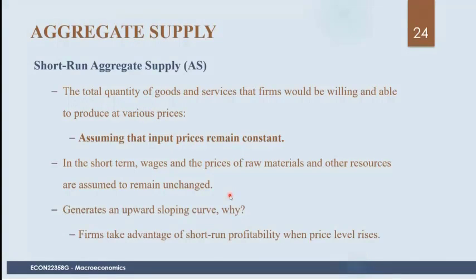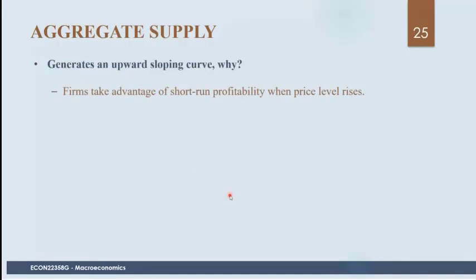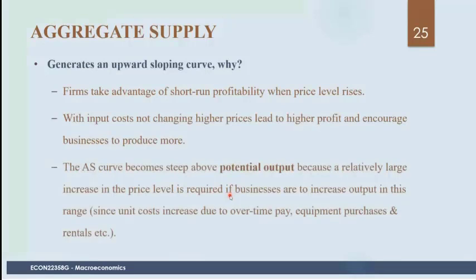And so the reason why the curve is upward sloping is very simple. If the price level increases and the cost of inputs stays the same, then firms' profits are going to be higher per unit, right? If prices increase, as a business you can sell your good for a higher price, but your expenses don't change, so you're going to make more money, right? That's the idea. And so we just say that firms will take advantage of short-run profitability when the price level rises. That's why we have an upward sloping short-run aggregate supply curve.